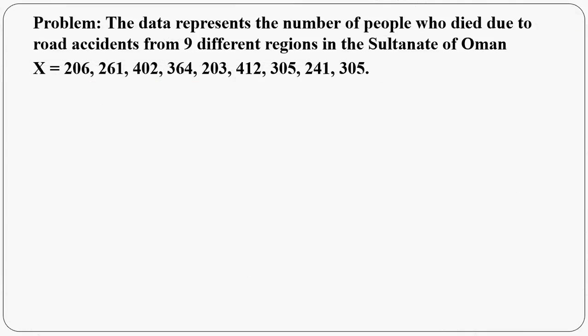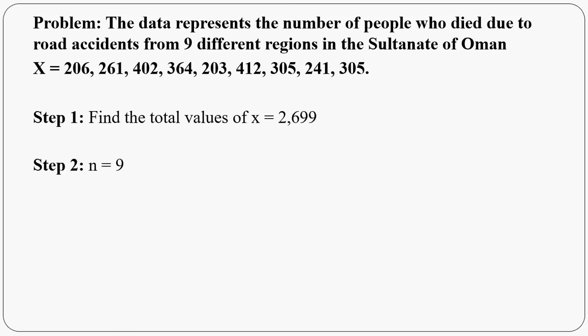Now let us see one more problem. The data represents the number of people who died due to road accidents from 9 different regions in Sultanate of Oman. It is given in the variable x. What we need to do first is make the total. If you add the values from 206 to 305 in your calculator, you will get 2699.